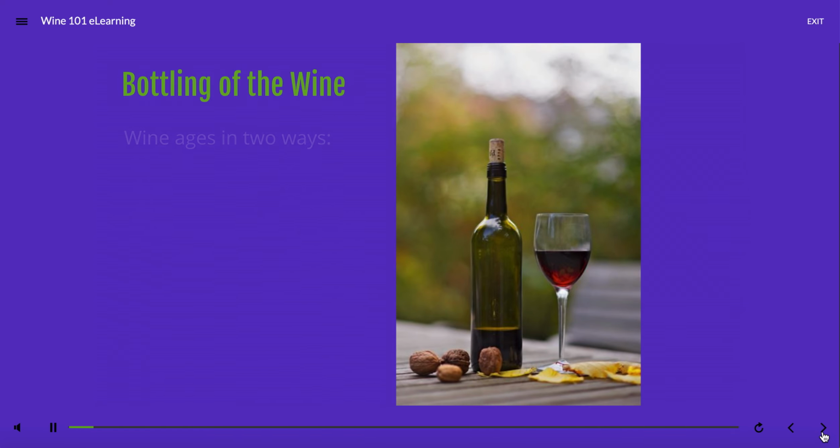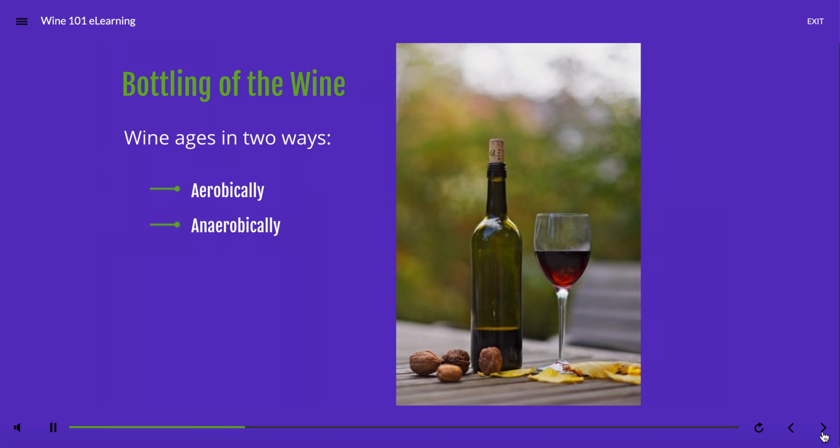Bottling of the wine. Wine ages in 2 ways: aerobically, while it is fermenting, being pressed, racked, and prepared for bottling, and anaerobically, after bottling, when the myriad subtle chemical changes occur away from the air, other than what is dissolved in the wine at bottling, and produce true bouquet and complexities of flavor.